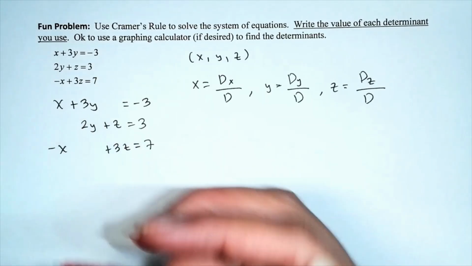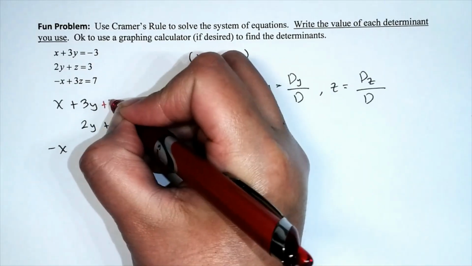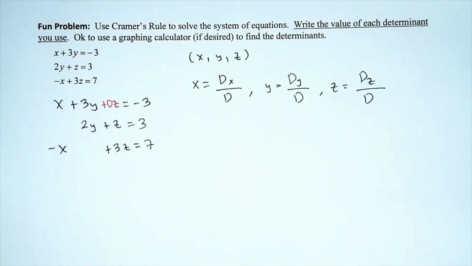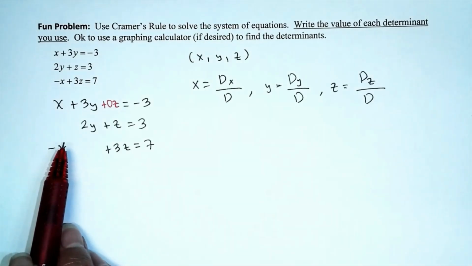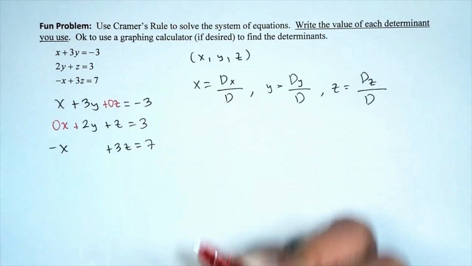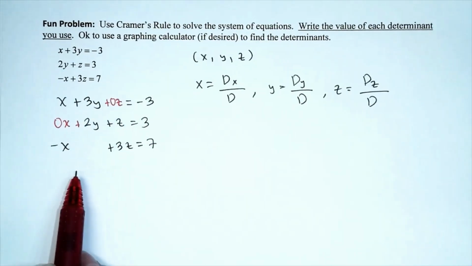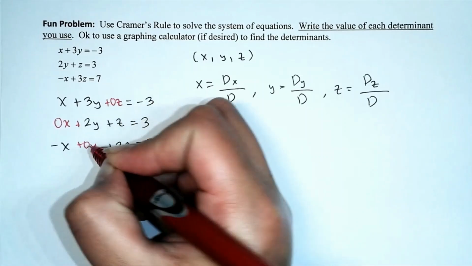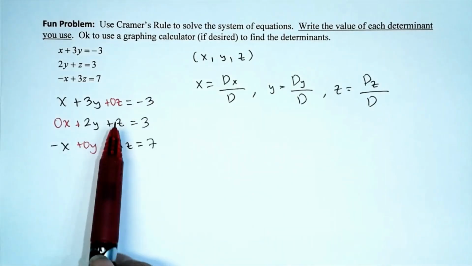Since there's no z term, the coefficient of the z term is 0. So let me insert my special effect 0. For the second equation, since there's no x term, the coefficient is also 0. So I'm going to highlight the 0. The third equation doesn't have a y term, so you guessed it, the coefficient on the y is 0. So you don't really have to put plus 0.